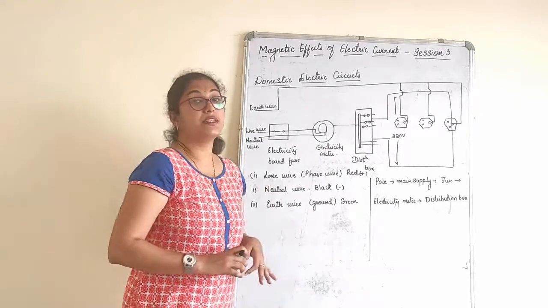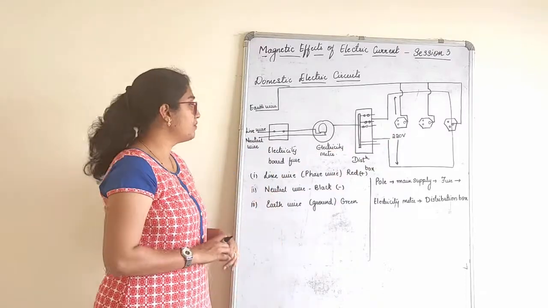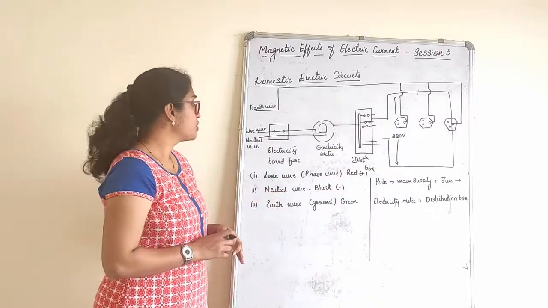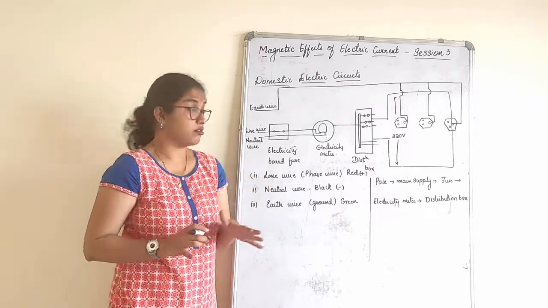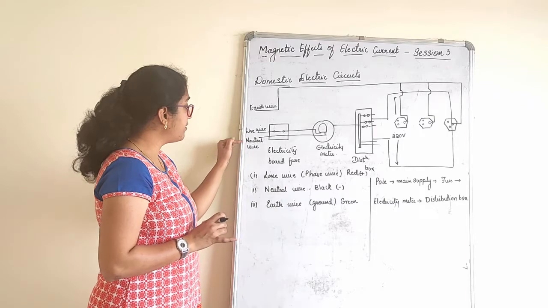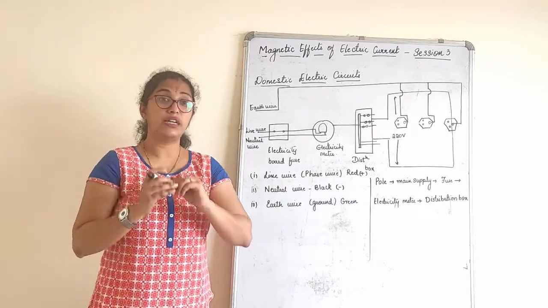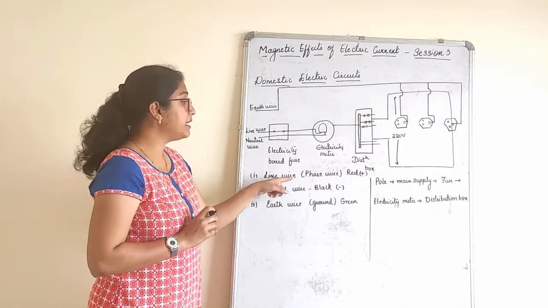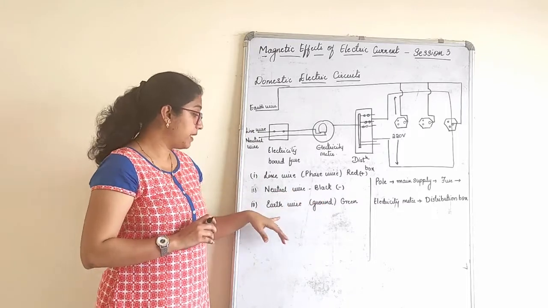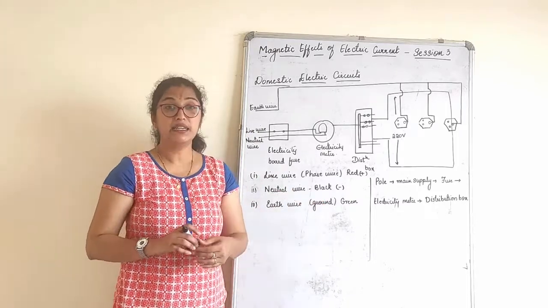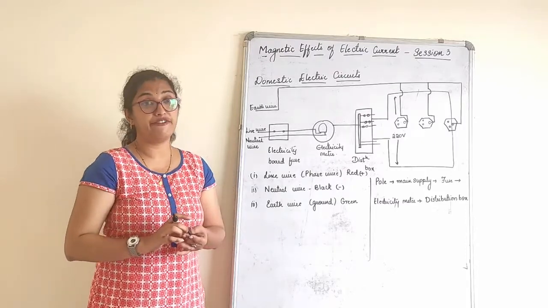So this is the domestic circuit which is present in our home. We'll just touch briefly upon this. There are basically three types of wires we come across: one is the earth wire, the live wire and the neutral wire. Three main wires come to our home for electricity supply. The live wire is always red, the neutral wire black, and the earth wire green.